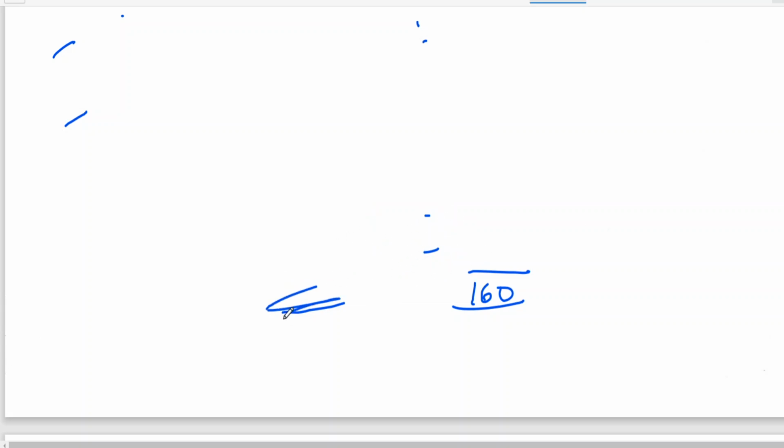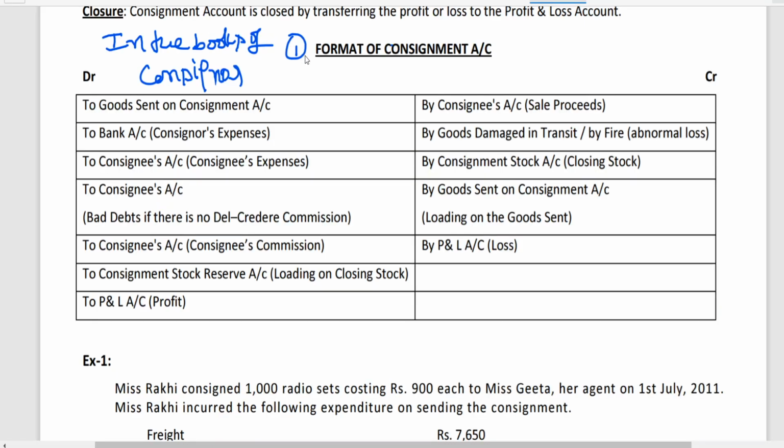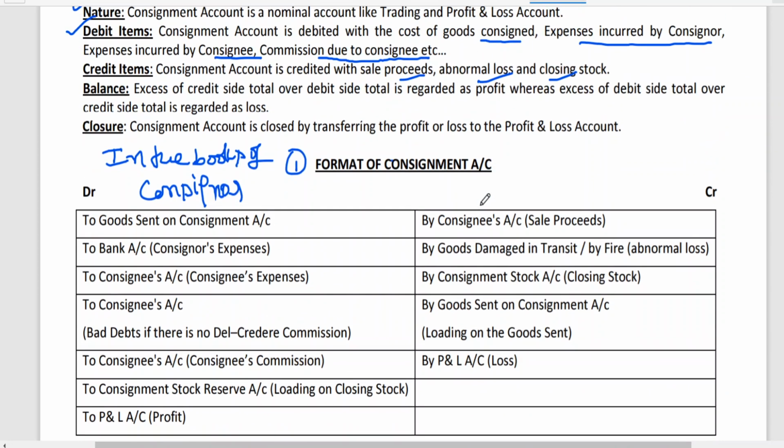See, we have seen already the first account, just for clarity, so that even if you don't remember the entries, you can complete the problem. That is my intention in explaining the things to you, my dear friends. So I need not copy down the entire account which is there. See here, I have already told you. In the books of consignor, this is the first account, the format of consignment account. This consignment account I have opened.